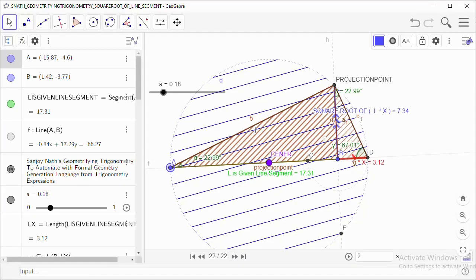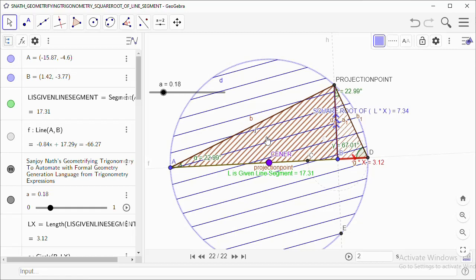Here we will try to show how to find the square root of a line segment. Actually, we cannot find the square root of a line segment normally, but we can mock it with the two similar triangles.